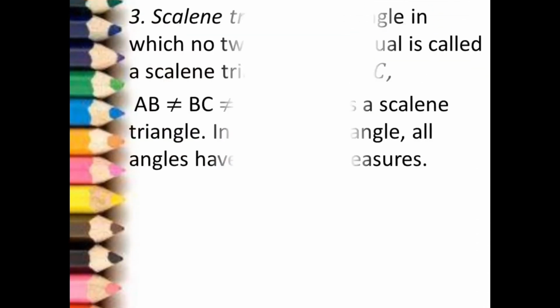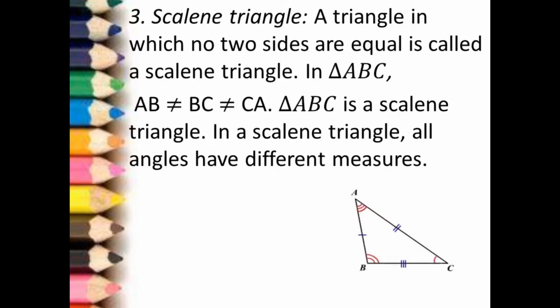Now the third type of triangle is the scalene triangle, and it is a triangle in which no two sides are equal. And here triangle ABC is shown to us, and in this AB is not equal to BC is not equal to CA. So triangle ABC is a scalene triangle, and in a scalene triangle all angles have different measures. Hopefully it is also clear to you.